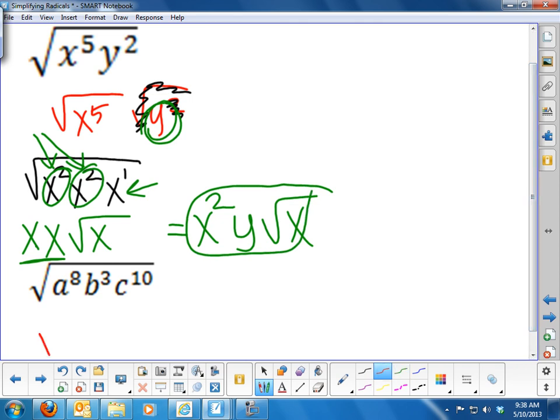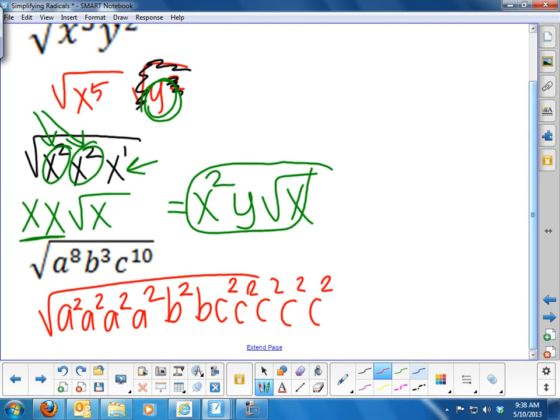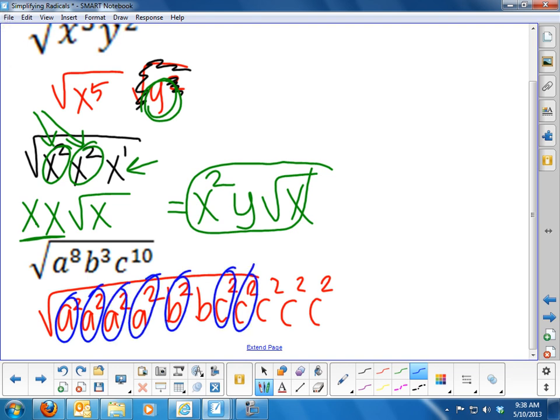I'm rewriting all of these things into as many squareds as I can. A to the 8th, that would give me a squared, a squared, a squared, a squared. I have 2, 4, 6, 8. B cubed, that's a b squared and a b. C to the 10th, how many c squareds would I have? I would have 5 of them. Now I'm going to go through and simplify this. I'm going to circle all my perfect squares. Okay, so circle everything that is a perfect square. I can't circle that b, but everything else is a squared, so I get to circle that.